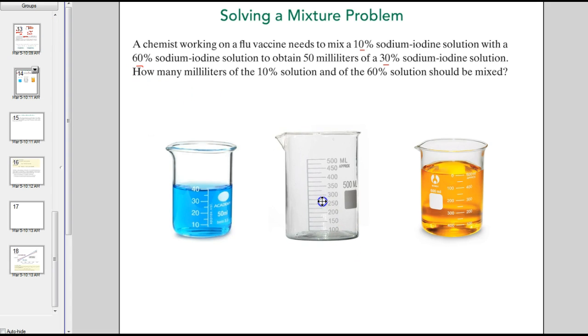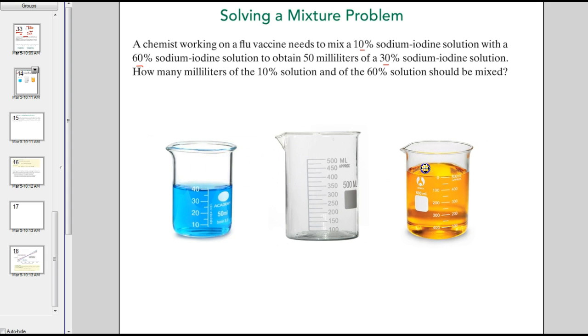So here's a visual. We've got our mixture we're going to put here. This is our 10% solution, this is our 60% solution. We're going to pour them together in here, and we want a 30% solution. If you see it, 10 is closer to 30 than 60 is, so we're going to need a little bit more of the 10% than of the 60%. But anyway, a way to do this is to set up a system of equations.